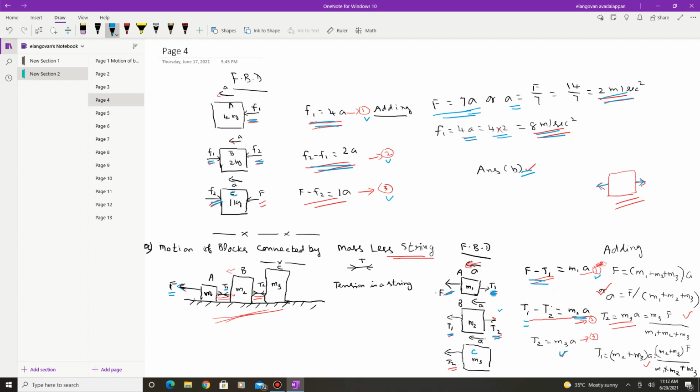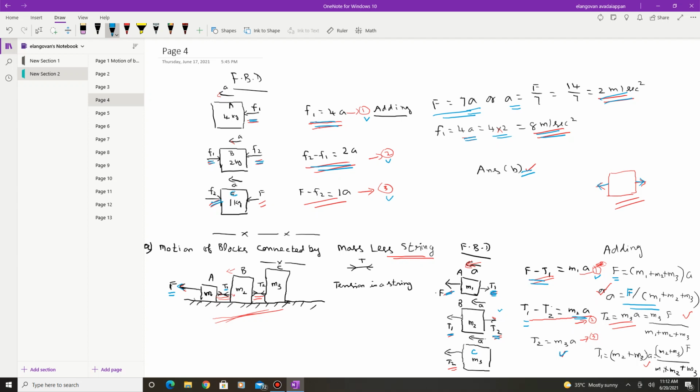So you have three equations, and if you add all the three equations, the T1 and minus T1 get cancelled. Minus T2 and plus T2 get cancelled from the left side of the equation. So finally the left side will be F. If you add the right side of equations 1, 2 and 3, which is M1 plus M2 plus M3 times A, therefore the acceleration is given as F divided by M1 plus M2 plus M3.